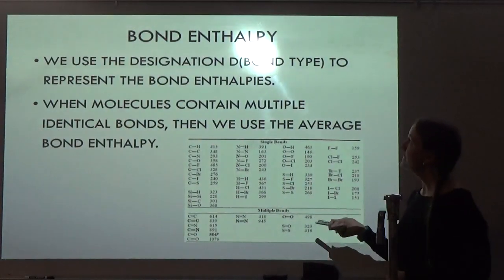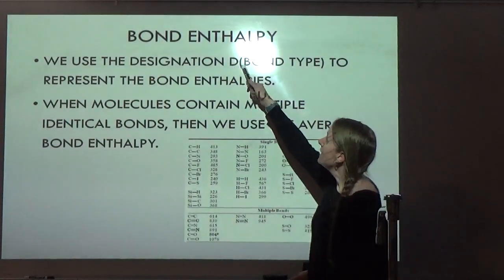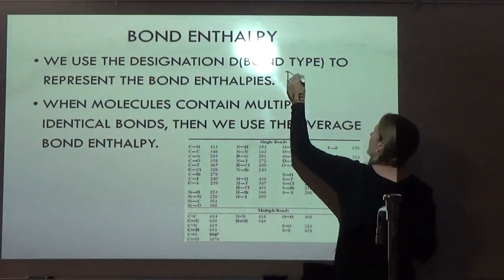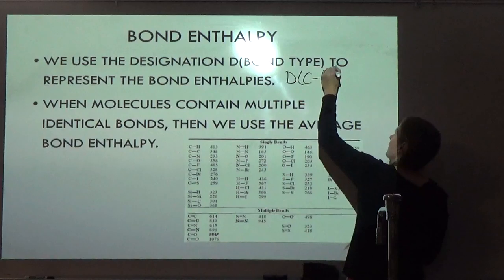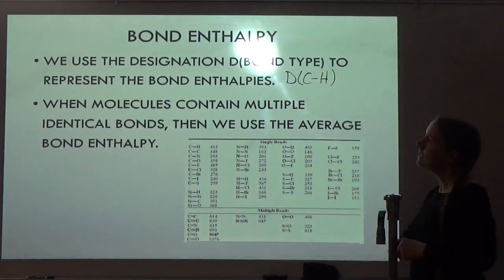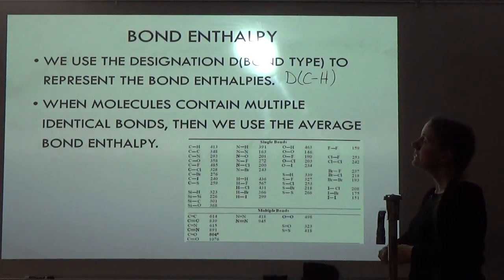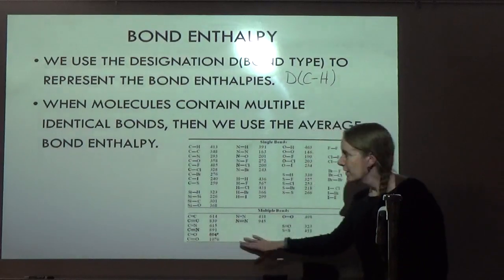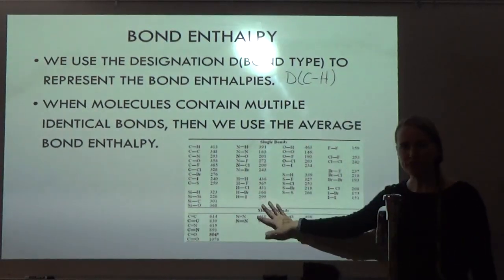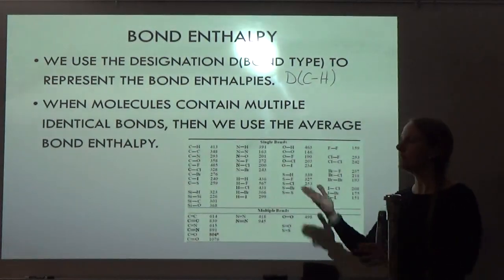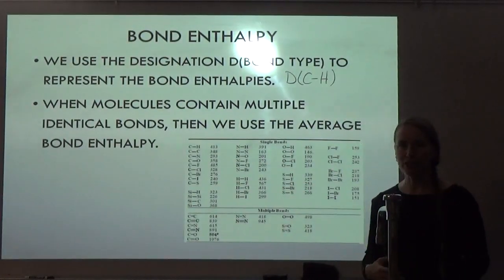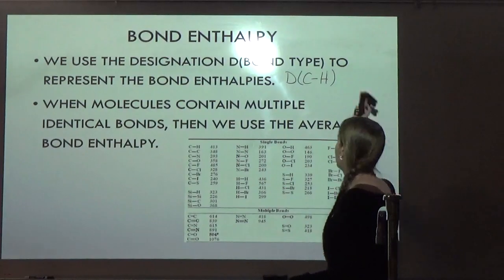So we use the designation D and then in parentheses the bond type. So what we mean is, like, I could say D(C-H). That would be my bond. To represent the bond enthalpies. When molecules contain multiple identical bonds, then we use the average bond enthalpy. Okay, so there's a chart in your book that has a list of the bond enthalpies. So if they were going to ask you something like I'm going to show you in a minute on the AP exam, they would clearly give you the bond enthalpies. You don't need to memorize them. I don't even have them memorized.